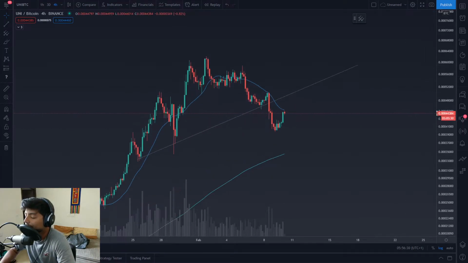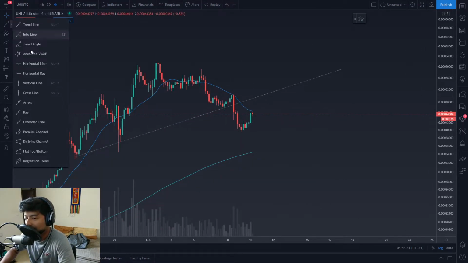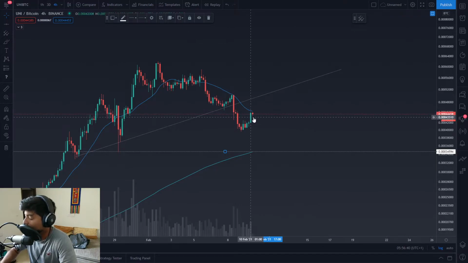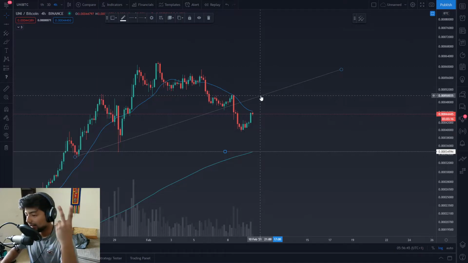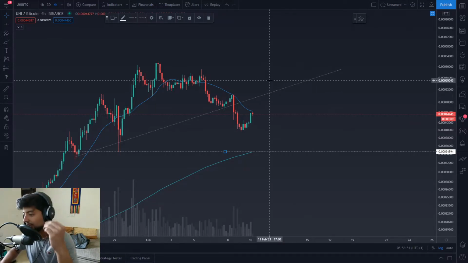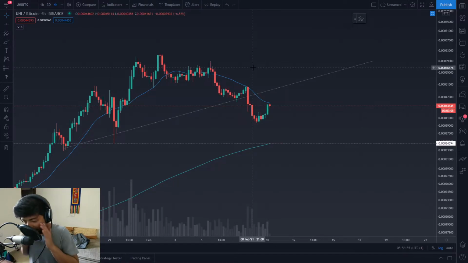So what do you want to be looking at? If you are a bear, you want to be eyeing this particular area around the 200 simple moving average on the 4-hour time frame. If you're a bull, you want to be looking at 4-hour closures above the 21 simple moving average first, the trend line second, and this level third, which is the 56,000 satoshi. 3 points for success. That's the secret of trading Uniswap.